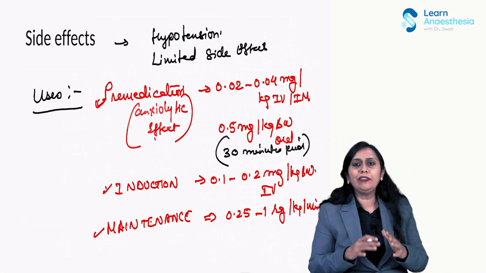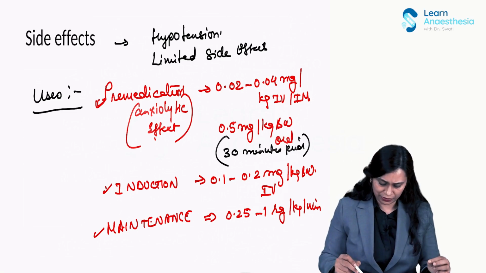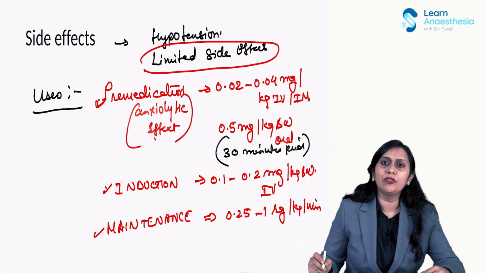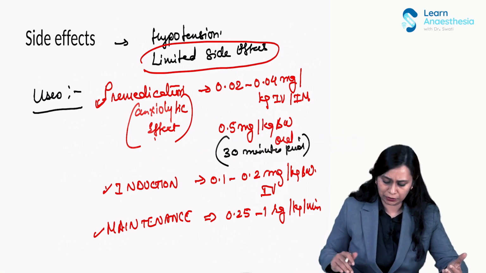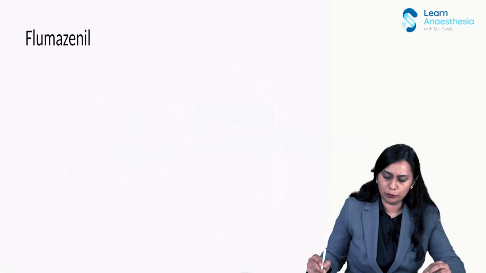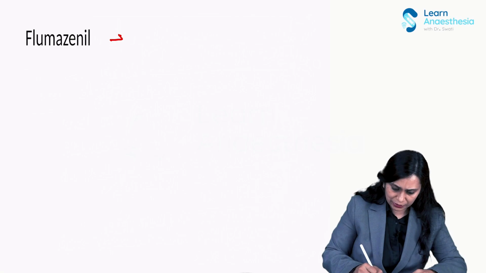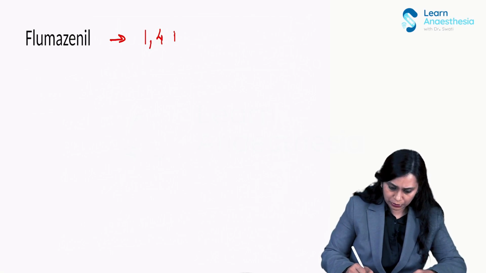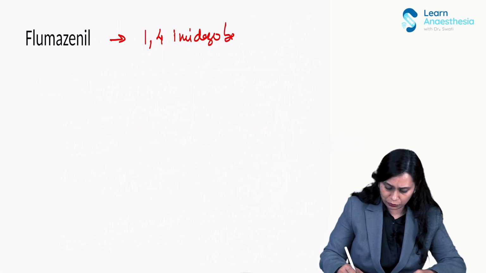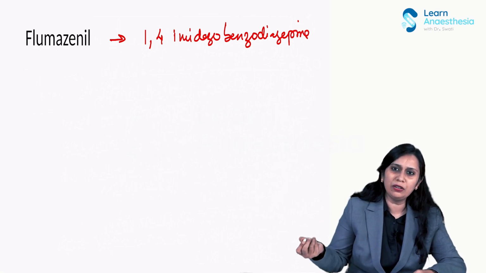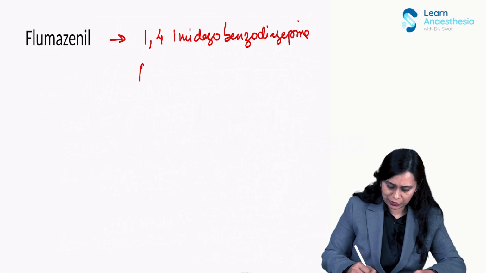If overdose happens, side effect is limited, and one more benefit is that if prolonged respiratory depression is seen, we have an antidote in the name of flumazenil. What is flumazenil? It is a 1,4-imidazobenzodiazepine, a specific antidote for benzodiazepine. So this is the antidote.